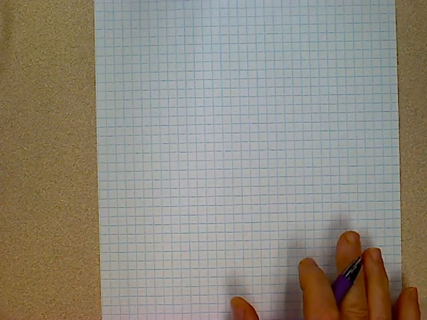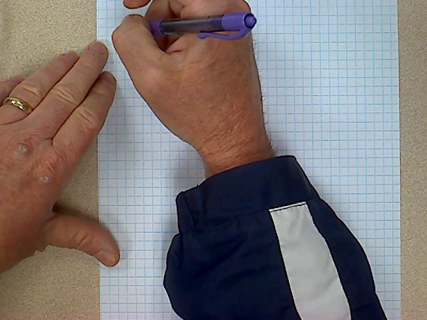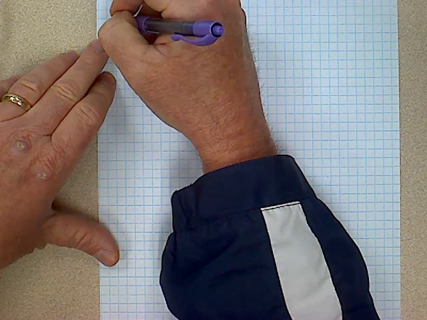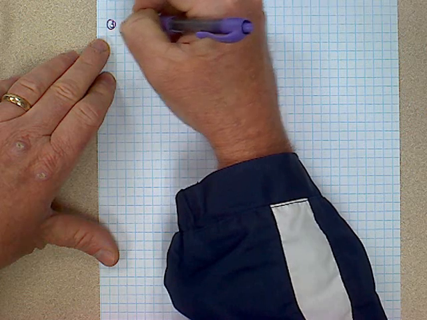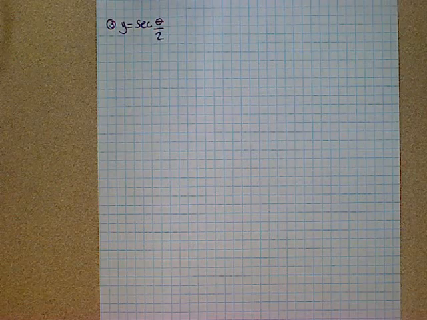All right, so now what we're going to work on is a couple of secant questions. So you got your graph paper, got your pencil ready. Here we go. These are secants. So we're going to do, as our third example today, y equals secant of theta divided by 2.